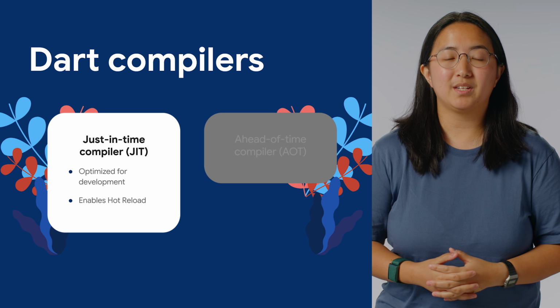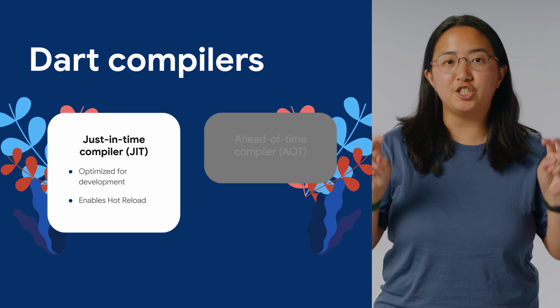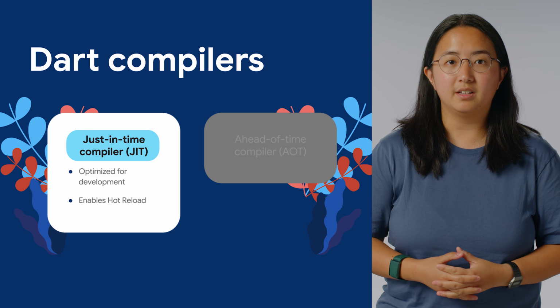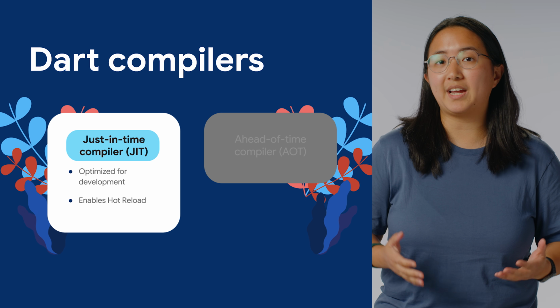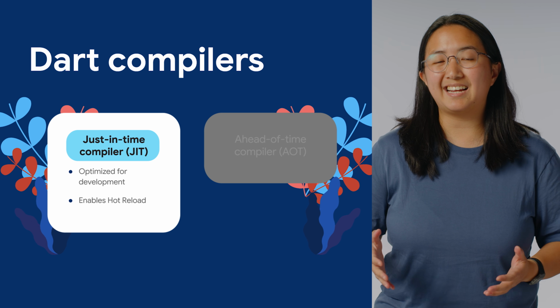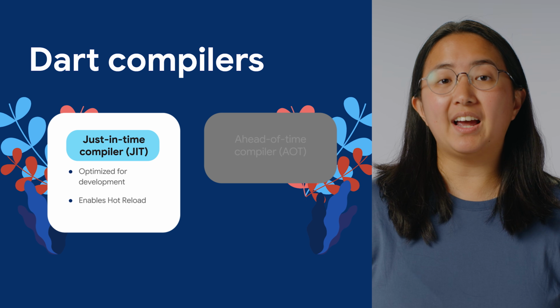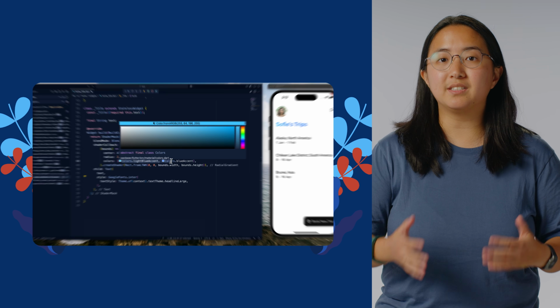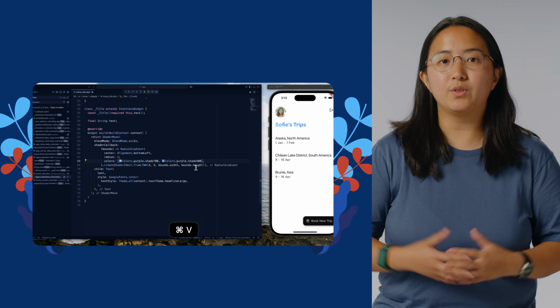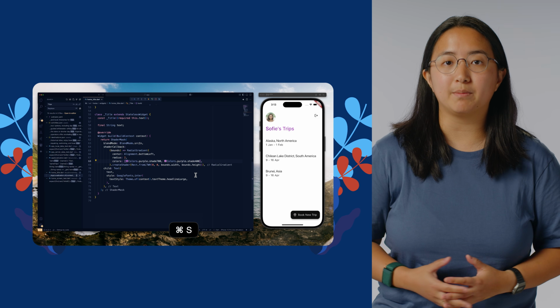Here's how that works. During development, Dart uses a JIT or just-in-time compiler. Simply put, that means your code is compiled as you write it, with the goal of getting from source code to a running state as fast as possible. In fact, this JIT compilation is the secret behind Flutter's world-famous stateful hot reload. When you make a change to your code, you don't have to wait. You can see the results in just milliseconds, without losing your app state or having to recompile the app.